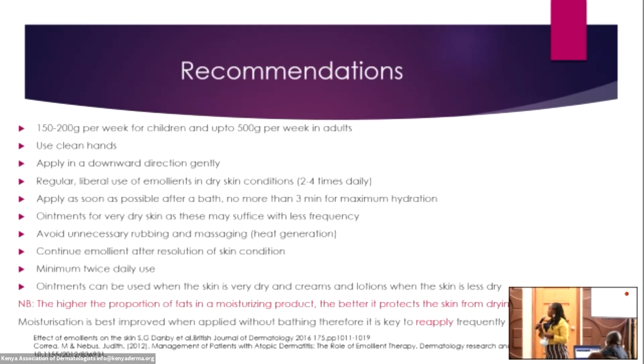So for this part, this is a recommendation of how to use emollients. Ideally, you should do 150 to 200 grams per week for children and up to 500 grams per week, which basically means if you get a big jar of what we have in the market, if you're an adult, and you're using it properly, it should be over in a week. I don't know how practical that is, but that's what the study says is the recommended amount.